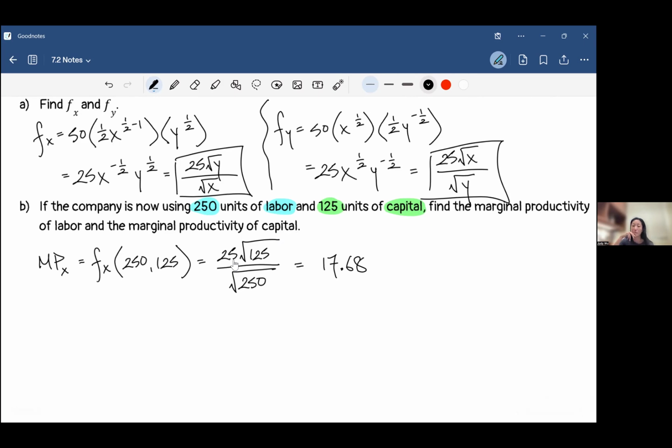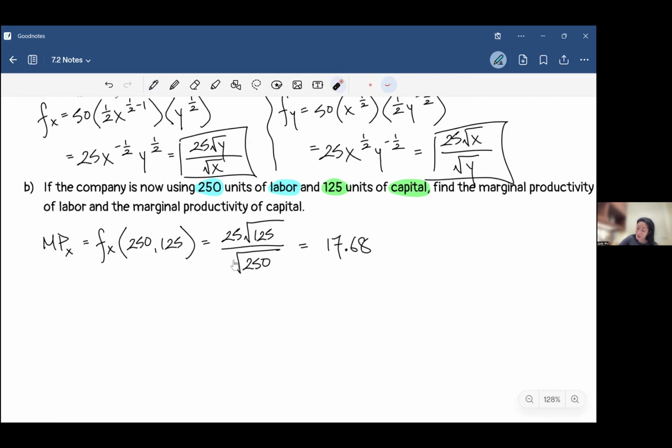17.68. Okay. What that means is with 250 units of labor and 125 units of capital, if we add a little bit more labor, we're actually going to increase our productivity a little bit. So that's good. If we got a negative number, then we would be like, ooh, that productivity is going down if we add more labor. Okay.